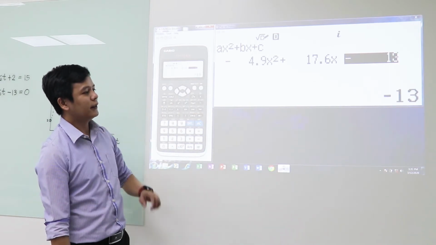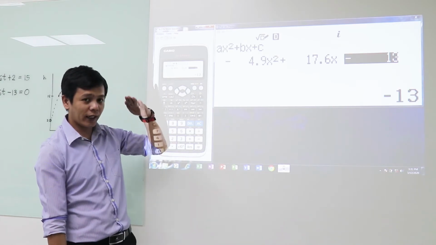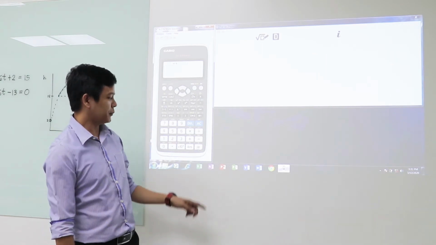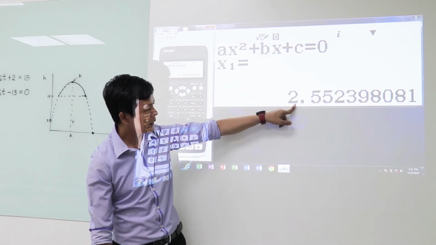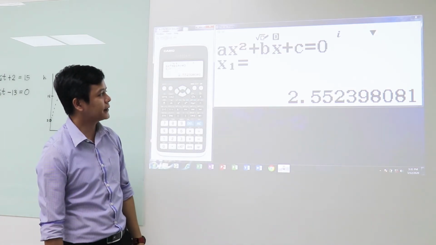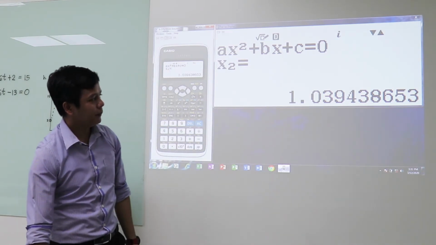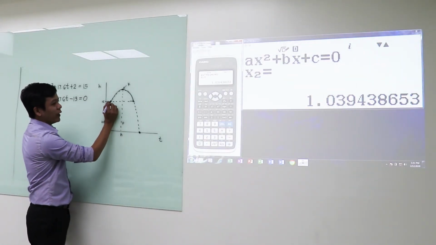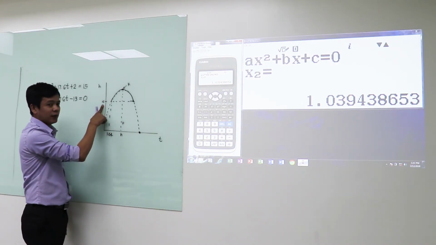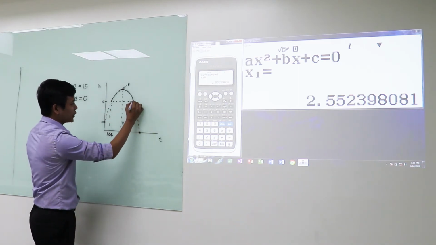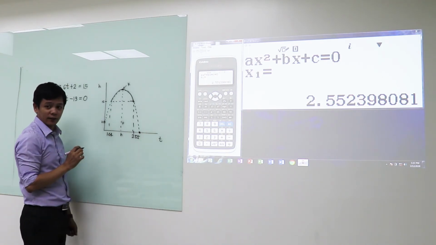And then from there, we just have to solve for the two times where the height of the ball is at 15 meters. So press equals. This is the first time where the ball reached 15 meters, and that is around 2.55 seconds. And then the other time is at 1.0394. Meaning to say, at 1.04 seconds, the height of the ball is at 15 meters here. And at 2.55 seconds, the height of the ball is here.